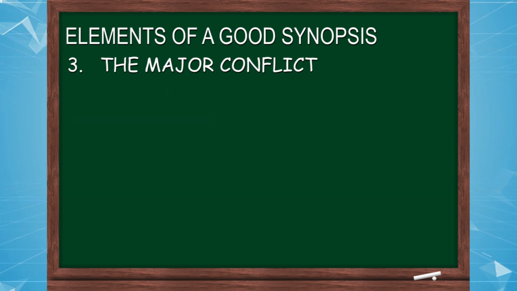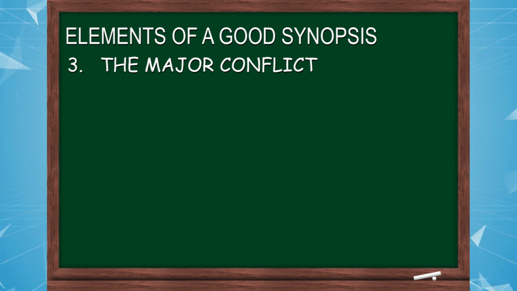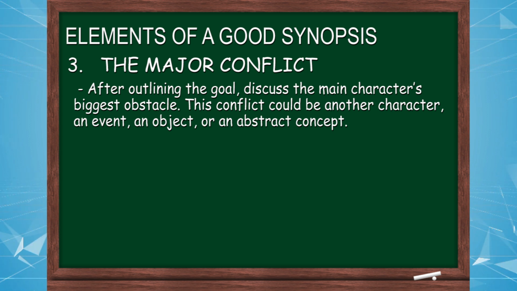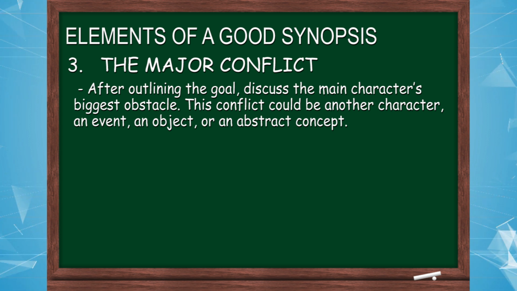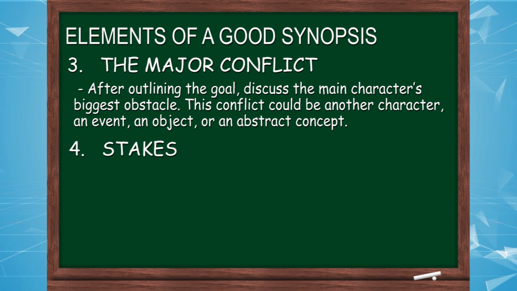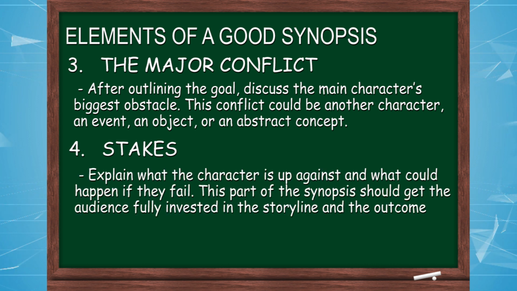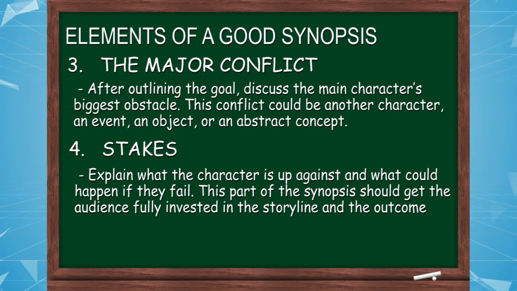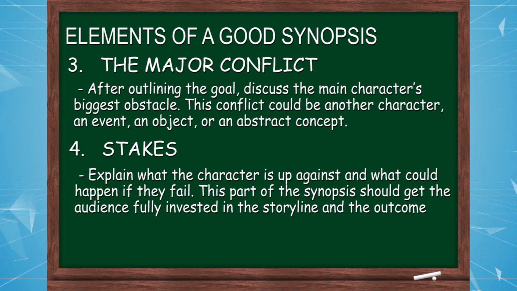Number 3. The major conflict. After outlining the goal, discuss the main character's biggest obstacle. This conflict could be another character, an event, an object, or an abstract concept. Number 4. Stakes. Explain what the character is up against and what could happen if they fail. This part of the synopsis should get the audience fully invested in the storyline and the outcome.